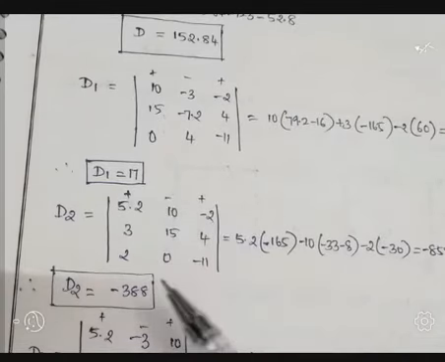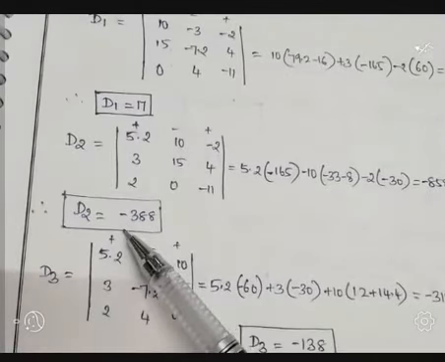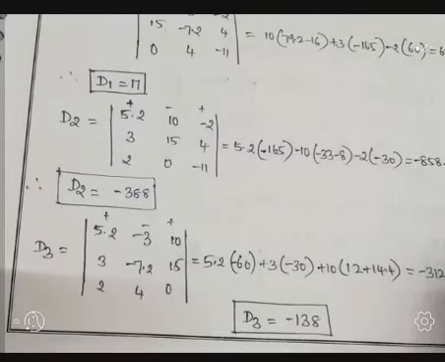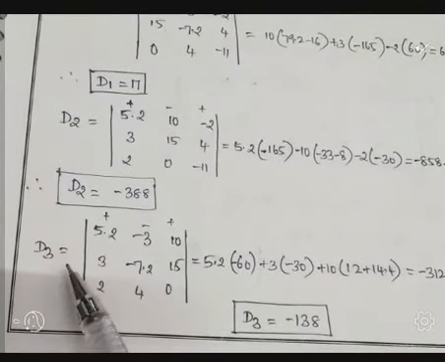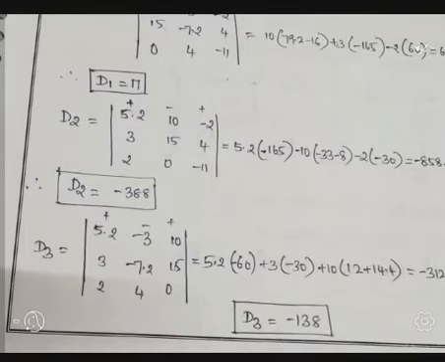Then do the simplification of this one. Then we are getting the answer as d2 equal to minus 388. Similarly, proceed. Perform the operation for d3, nothing but replace the third column entries by the constant terms 10, 15, 0, and do the simplification. You are getting the answer as d3 equal to minus 138. So we calculated d, d1, d2, d3.